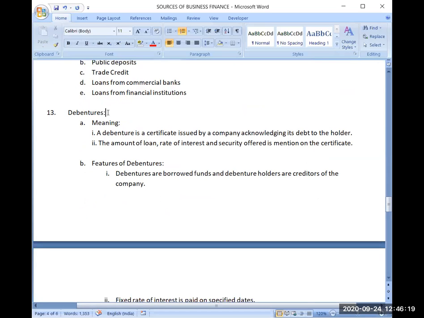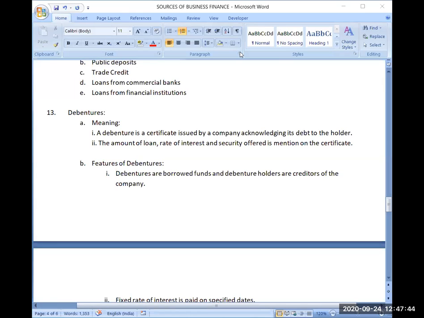So the first meaning of debenture is: a debenture is a certificate issued by a company. So obviously a debenture is a certificate which a company issues. Obviously the company is borrowing some amount from you, and that's why the company is issuing you a certificate acknowledging its debt to the holder. Acknowledging its debt to the holder. So a debenture is a certificate which a company will issue. Why will it issue you a certificate? Because it is acknowledging the debt to the holder.